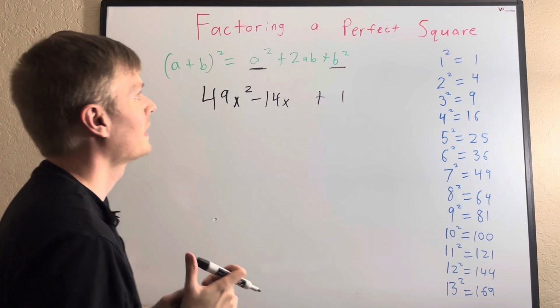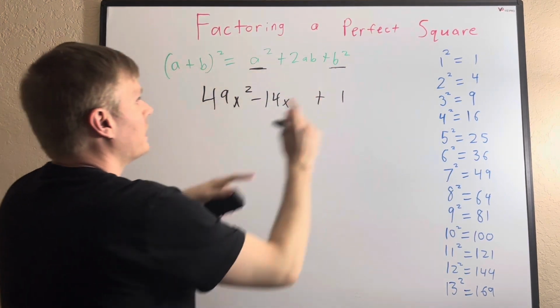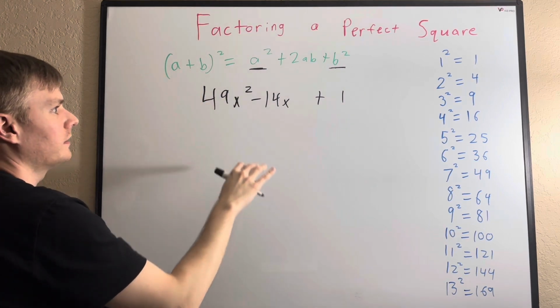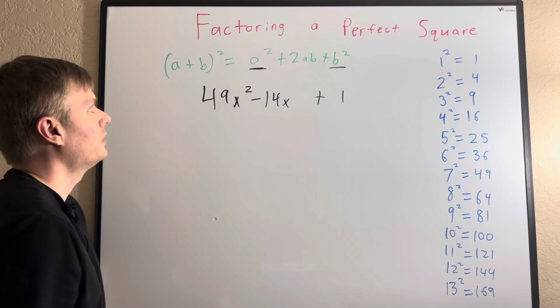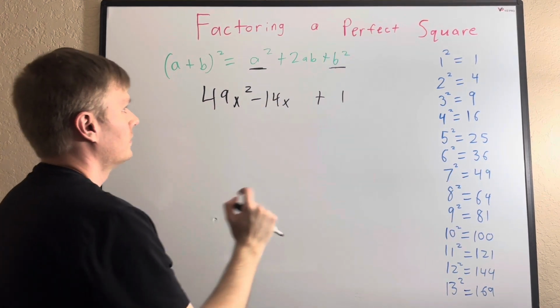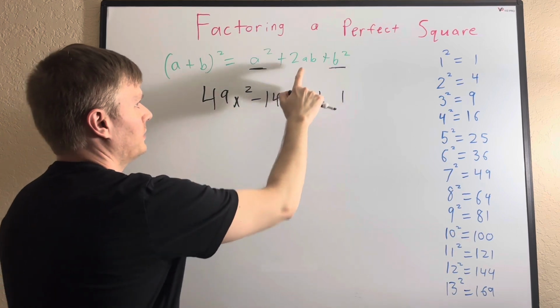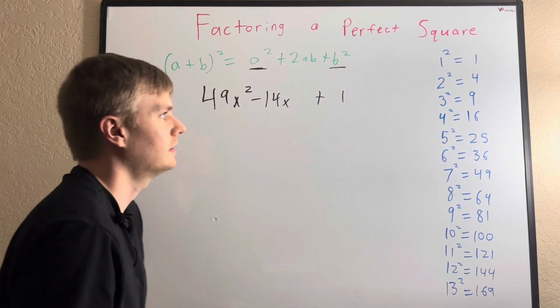So long as we can verify that we have an A squared and a B squared in our problem here, then we can instantly factor it. Well, and we also have to make sure that middle part is right as well. That is the big part.